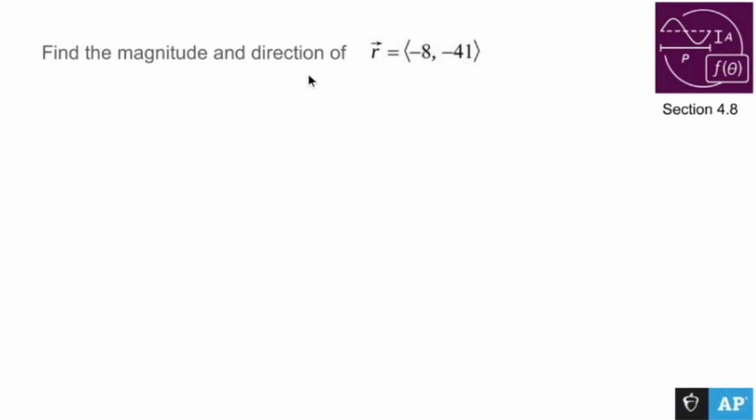Find the magnitude and direction of this vector in component form, -8 and -41. First things first, what component form does is it gives you direction and it gives you distance. In order to draw a vector in this form, you start at a starting point. You go left 8 because it's -8. And then you go down 41 because it's 41 and it's negative. And then your final vector is going to be from this starting point to where you ended up.